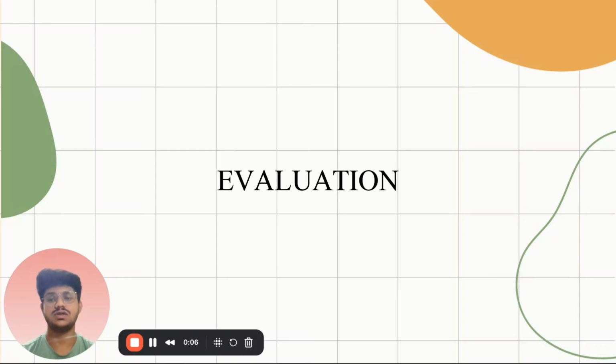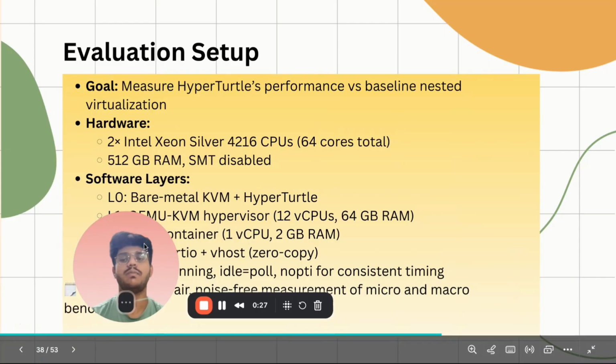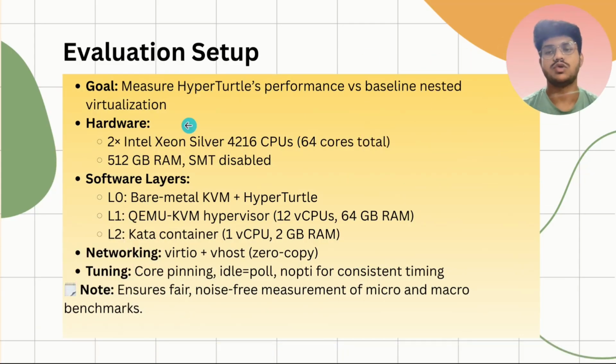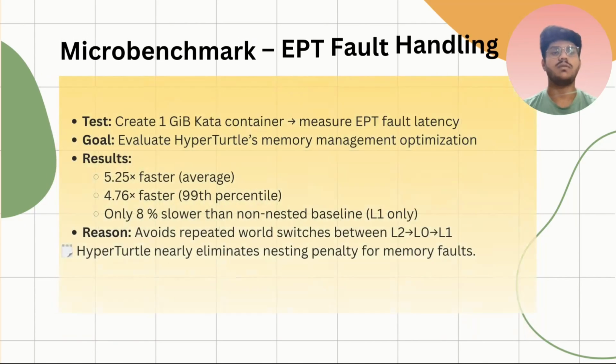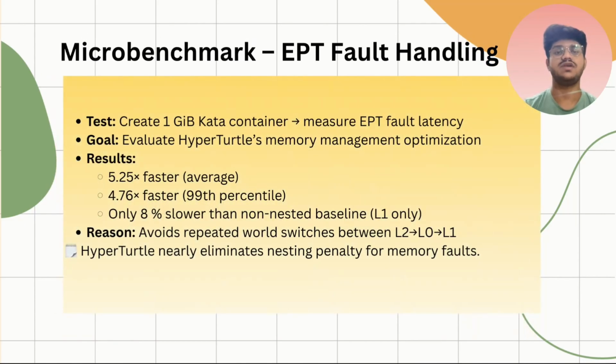So till now we have seen what HyperTurtle is, how it is designed and implemented in a modern operating system, and what its use is. Now the time has come to see its performance by testing it on a physical machine. The machine on which we'll be running all the benchmarks is this one, whose hardware and software specifications you can see here. All the graphs and results in my upcoming slides will be based on this setup.